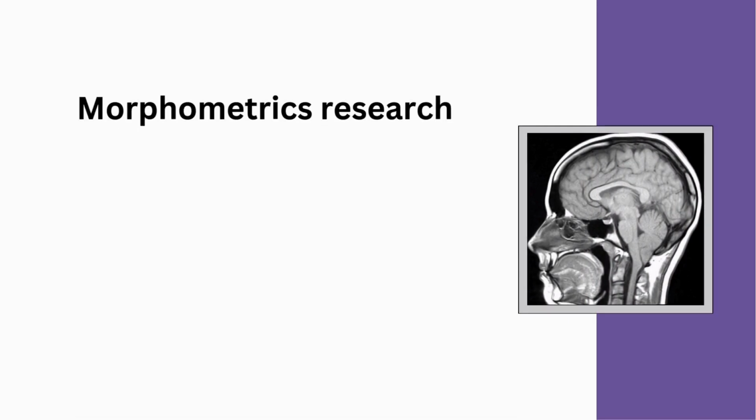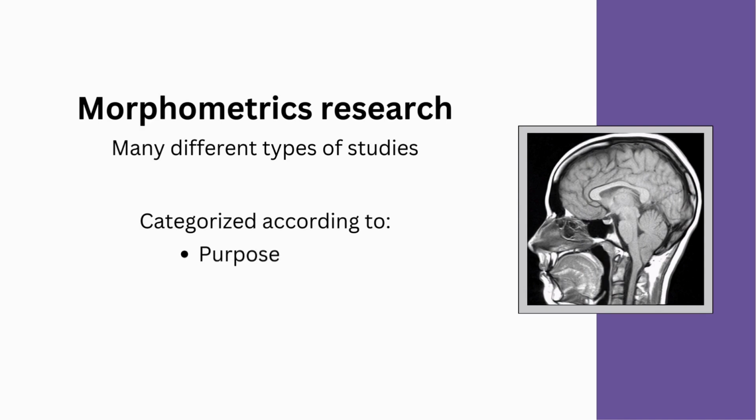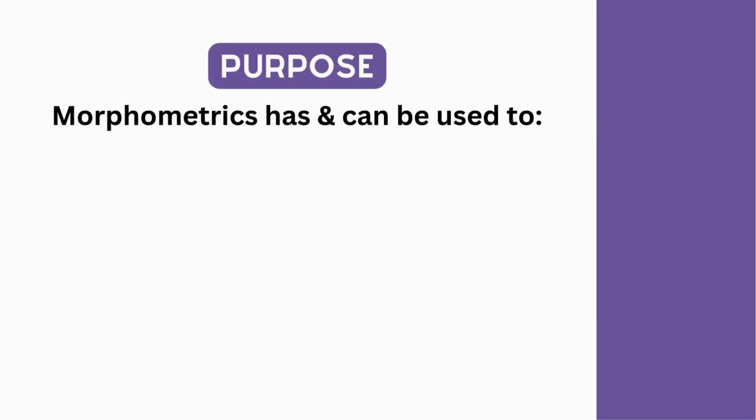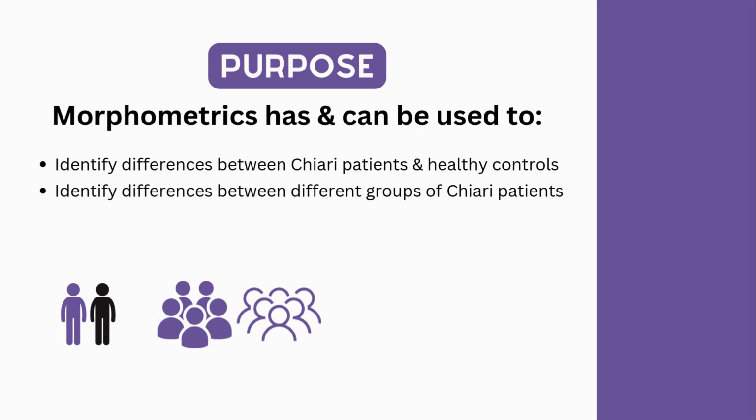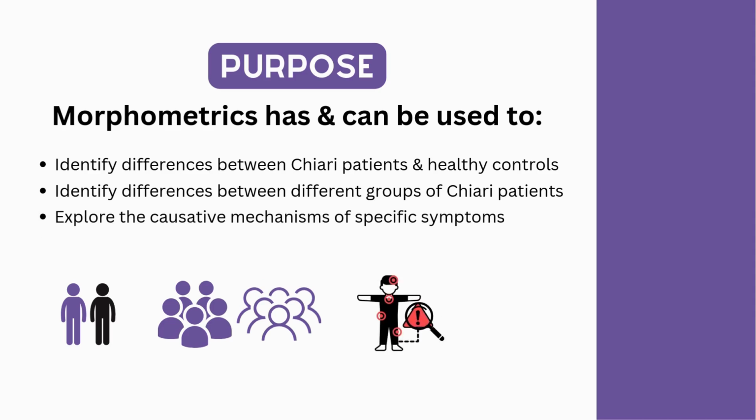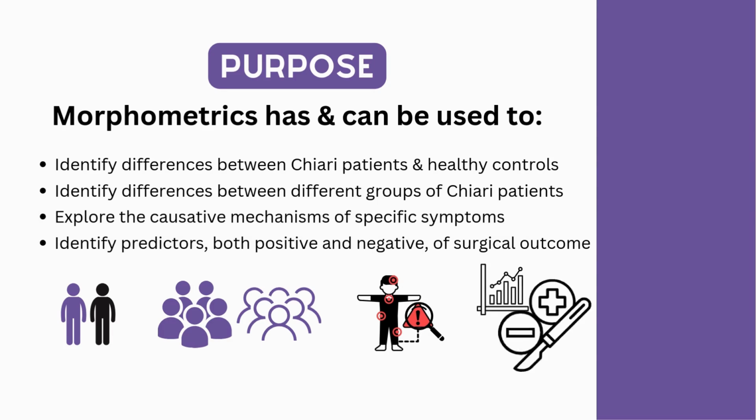In Chiari, morphometrics research includes many different types of studies that can be categorized according to their purpose, imaging technology, and subjects. For example, in terms of purpose, morphometrics can and has been used to identify differences between Chiari patients and healthy controls, identify differences between different groups of Chiari patients, explore the causative mechanisms of specific symptoms, and identify predictors, both positive and negative, of surgical outcome.